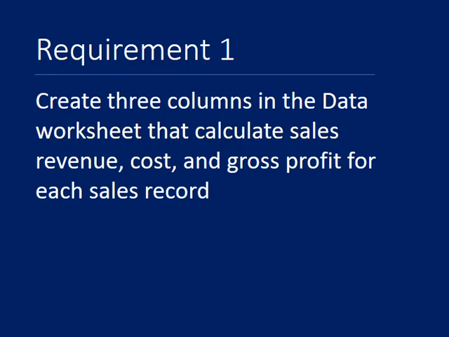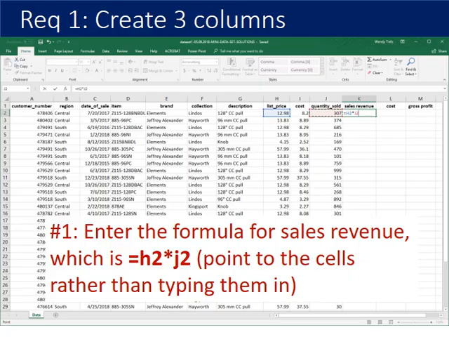Requirement 1 asks, create 3 columns in the data worksheet that calculate sales revenue, cost, and gross profit for each sales record. For the first step in the first requirement, go to cell K2 in the data worksheet, which is the cell under the column heading Sales Revenue. Enter the formula for sales revenue, which is equal H2 times J2. Point to the cells rather than typing them in.